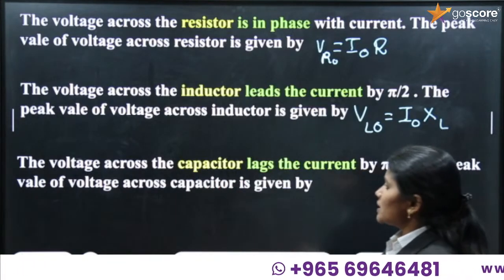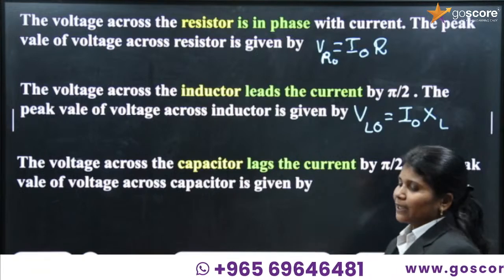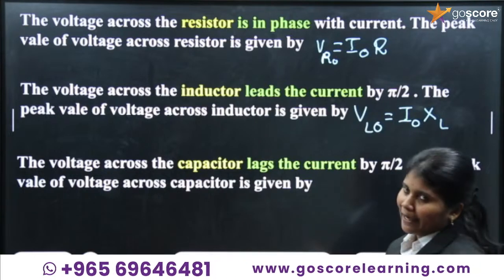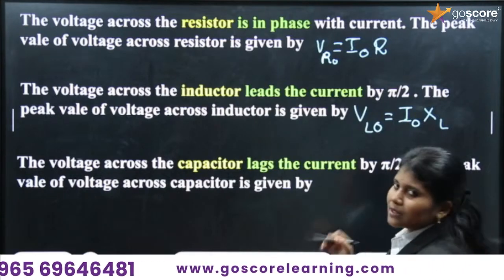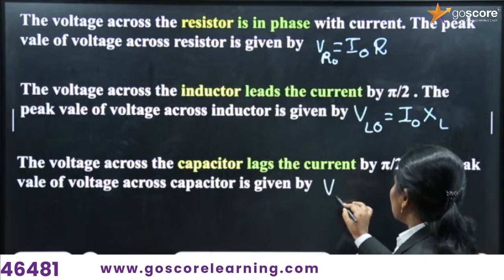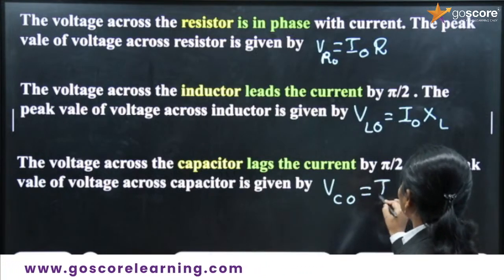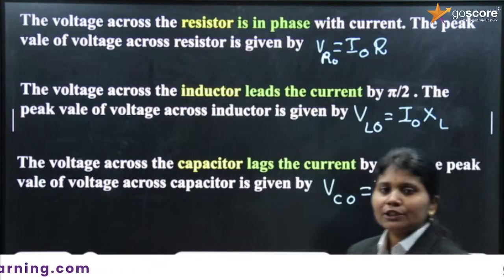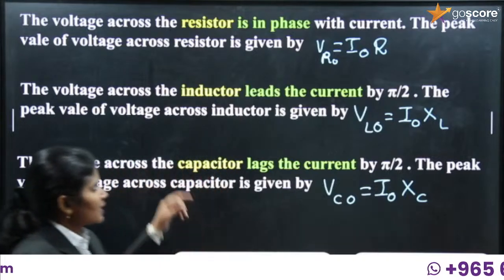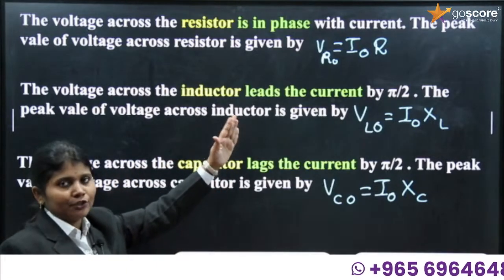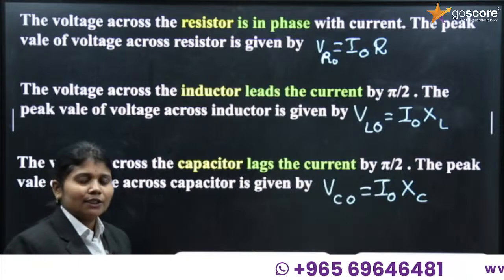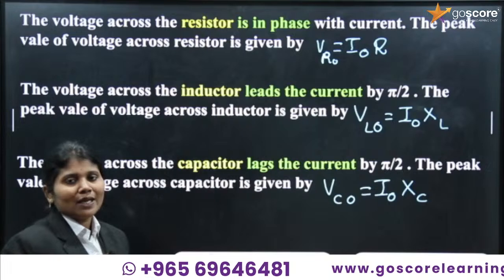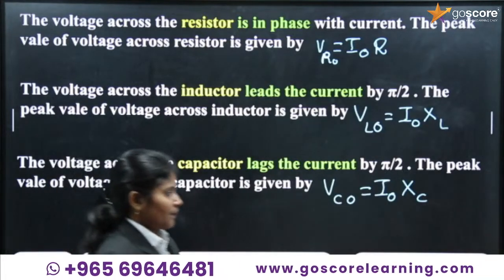The voltage across the capacitor lags the current. Here voltage is lagging the current by an angle of pi by 2. Then what is the voltage across the capacitor? VC naught is equal to I naught into XC. So across the resistor, voltage is I naught into R. Across the inductor, I naught into XL. Across the capacitor, I naught into XC.